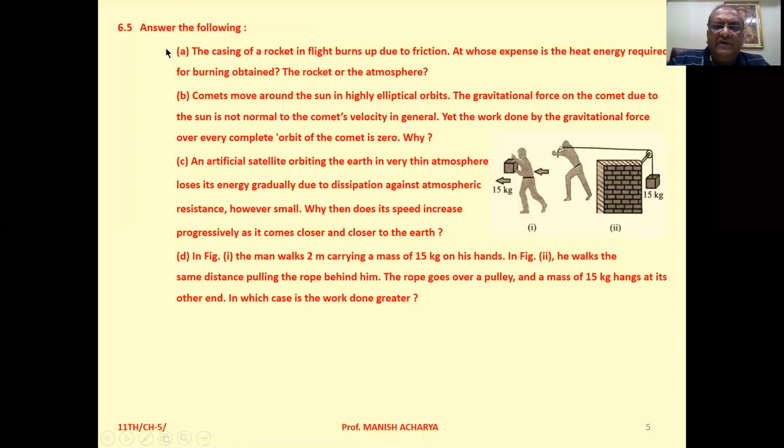Answer the following. A. The casing of a rocket in flight burns up due to friction. At whose expense is the heat energy required for burning obtained, the rocket or the atmosphere?